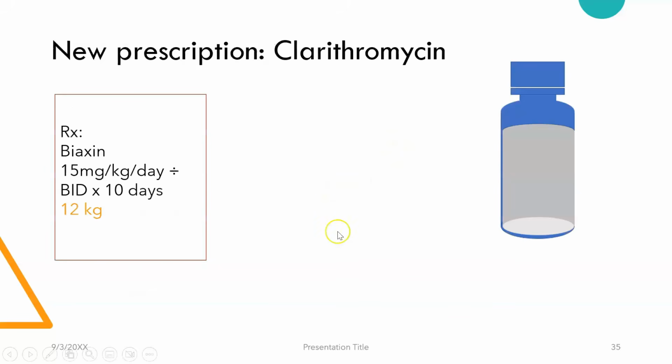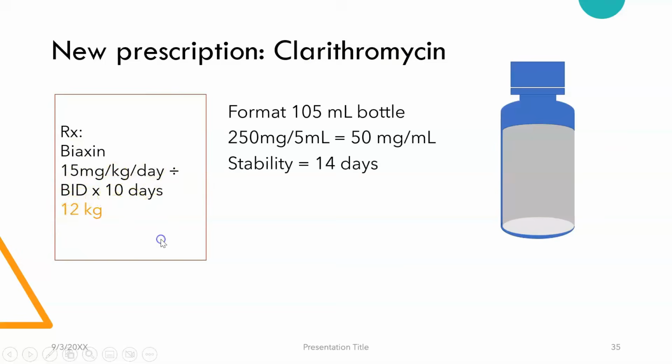days later. Here we have a prescription for Bioxin, it's Clarithromycin. The concentration is 15 milligram per kilogram per day. We're going to serve it as twice daily for 10 days, and here we have the weight in kilograms. So the format is 105 mils, the concentration is 250 milligram per 5 mils. We simplify this into 50 milligram per mil. The stability is 14 days, so it's okay because we only need 10 days of treatment.